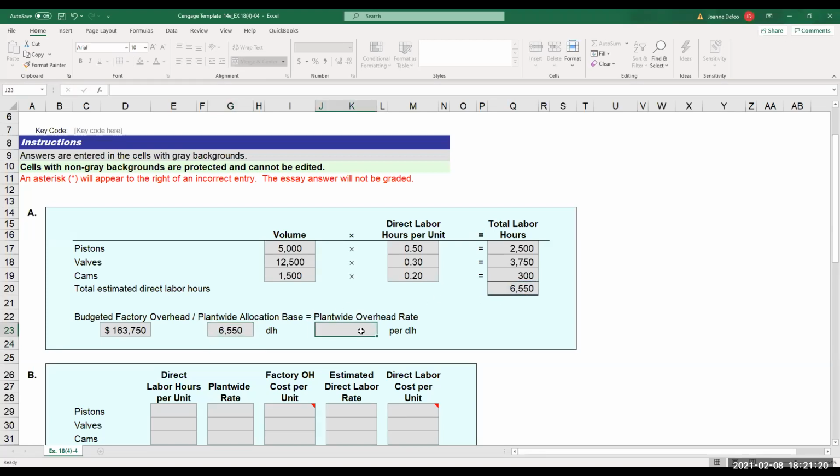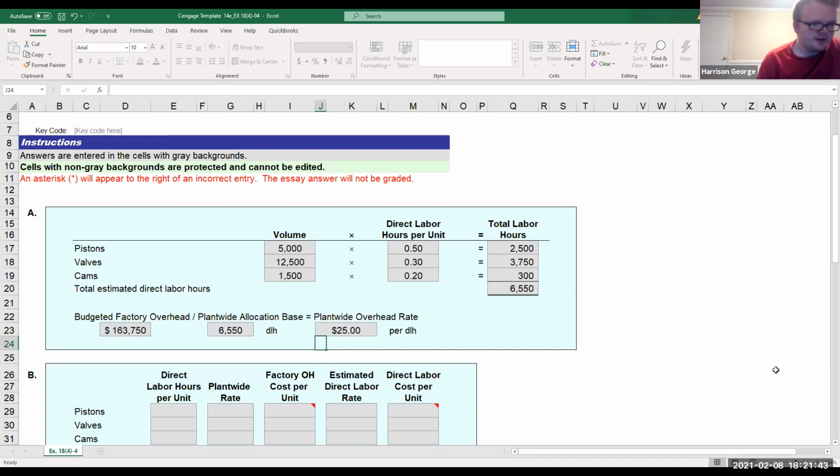And now we're going to times it out, or excuse me, we're going to divide it. See this line here? That's division. Yep, that's division. So equal 163,750 divided by 6550. So we get $25 per direct labor hour. Does everybody know that DLH stands for direct labor hour? Yep. Good job. All right.